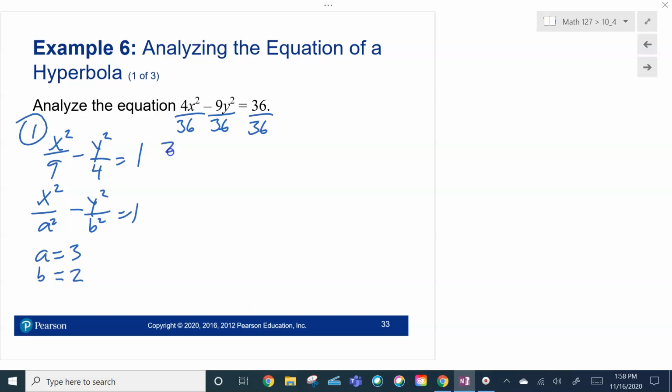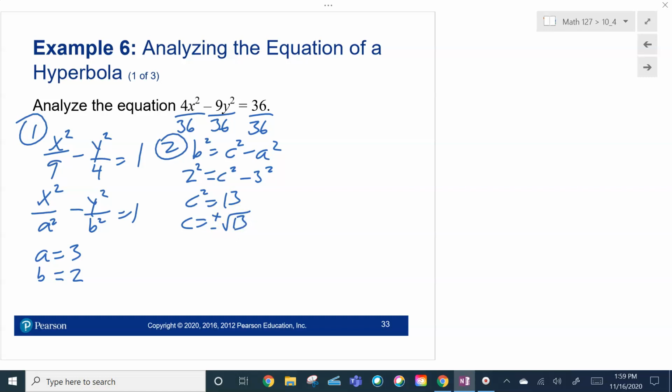Okay, so now that means b squared equals c squared minus a squared. So 2 squared equals c squared minus 3 squared. So we've got 4 plus 9, we've got 13. c squared equals 13. c equals plus or minus root 13.